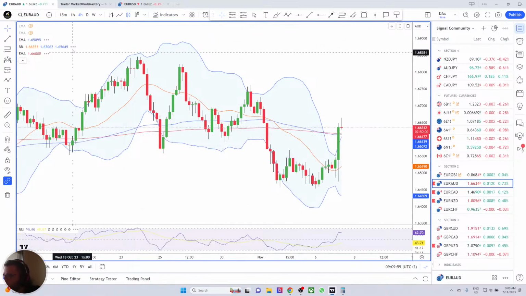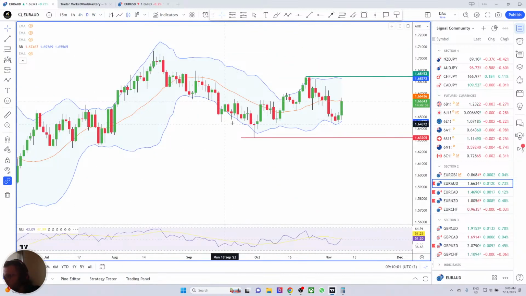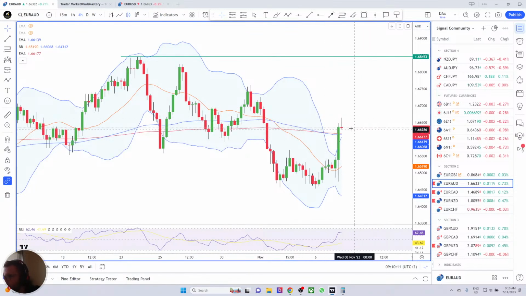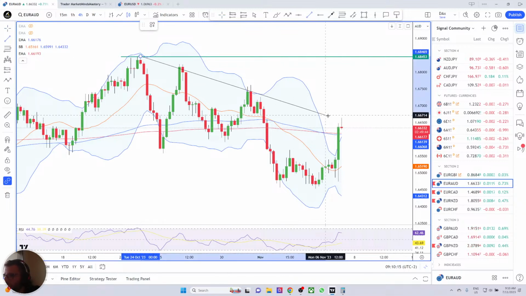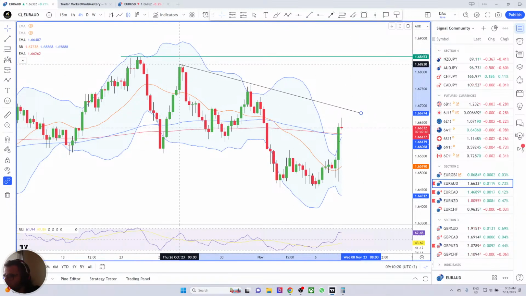On the Euro Oz, on the daily chart, we'll be expecting some weakness around here on the 20 period moving average. On the 4-hour chart, if we see a reversal price action here, that might be a good way to sell it.